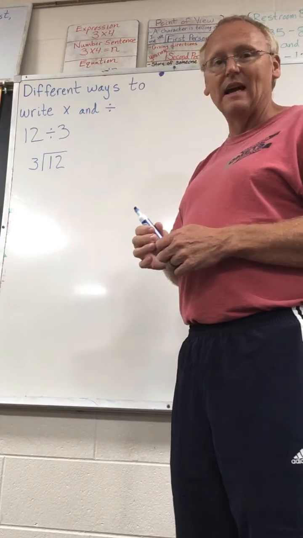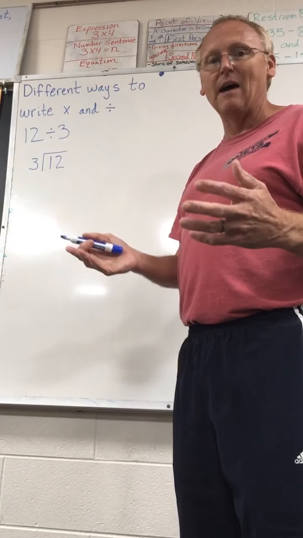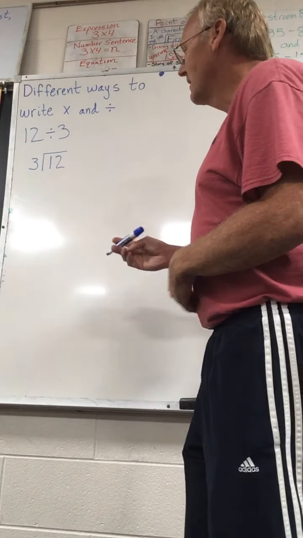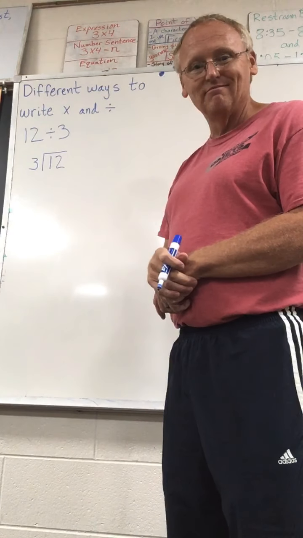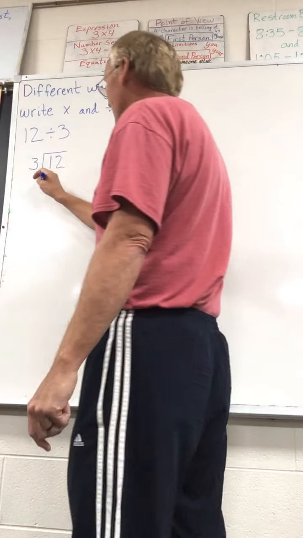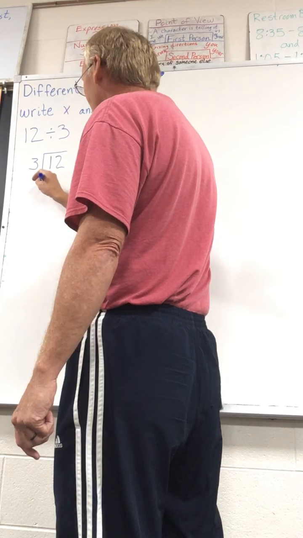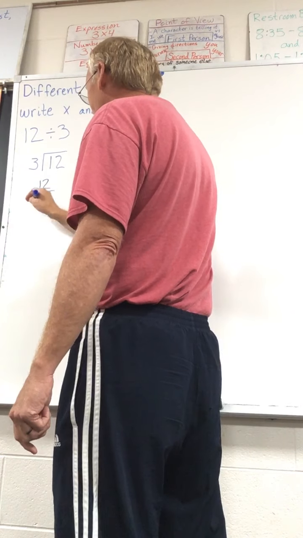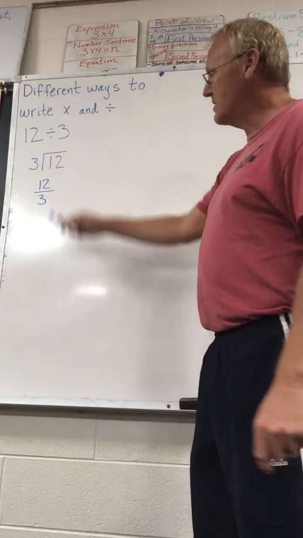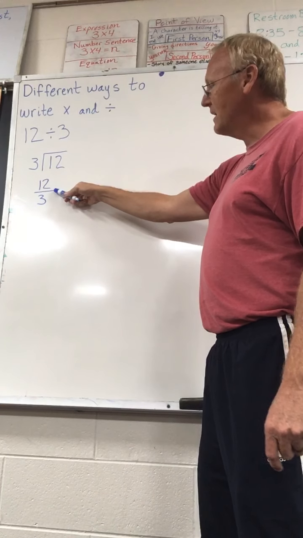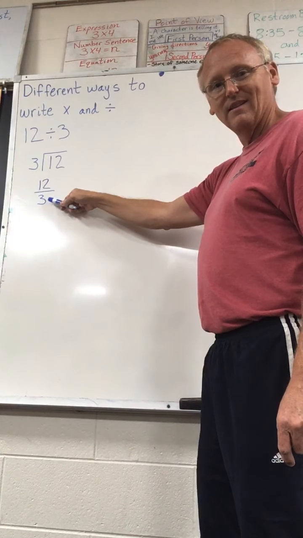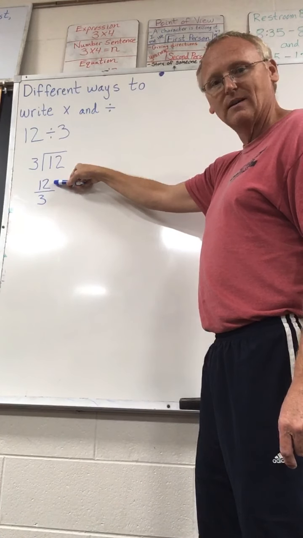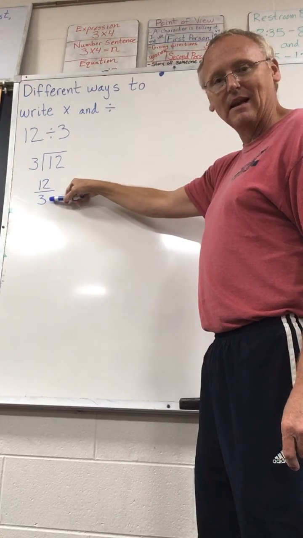Okay, here's the last way, and this is actually becoming a very common way because they really want you to think about numbers in this sense a lot. Writing it as a fraction. As a fraction, it would look like this: 12, then you have your fraction bar, and then you have your 3. So this is 12 divided by 3. This is called the numerator, and this is called the denominator.